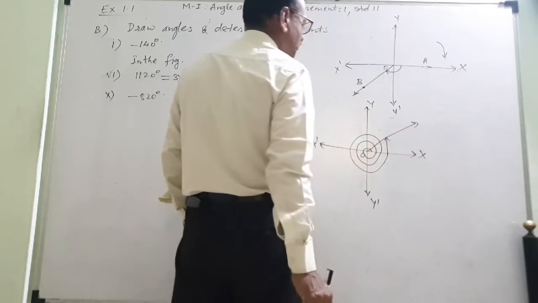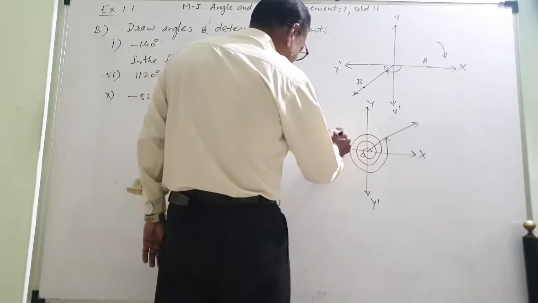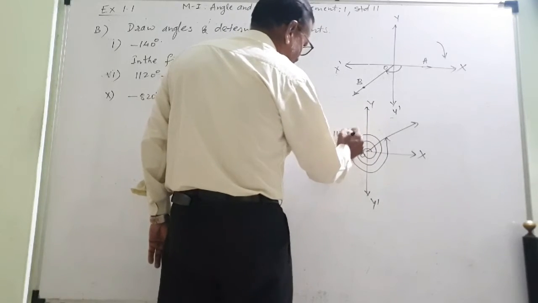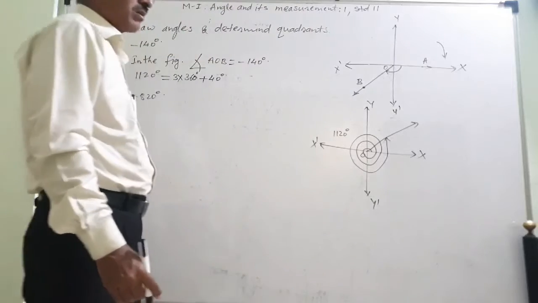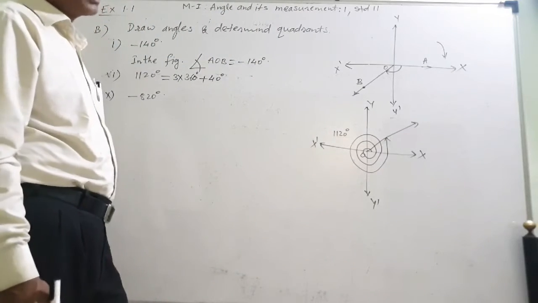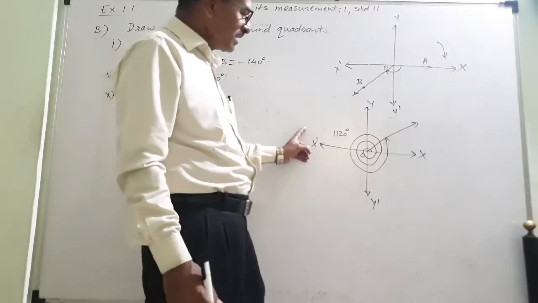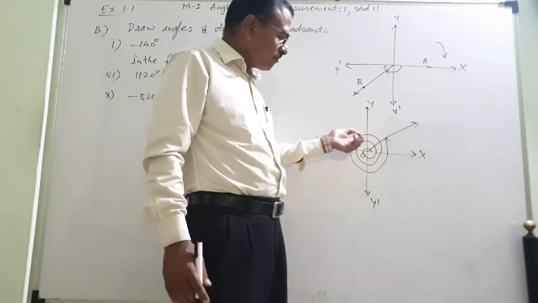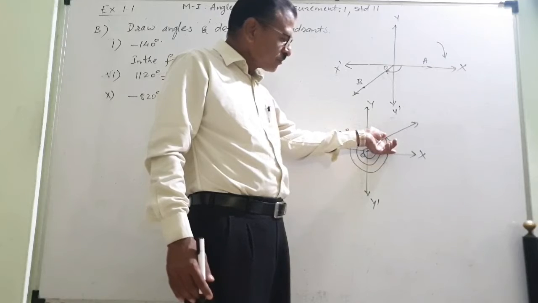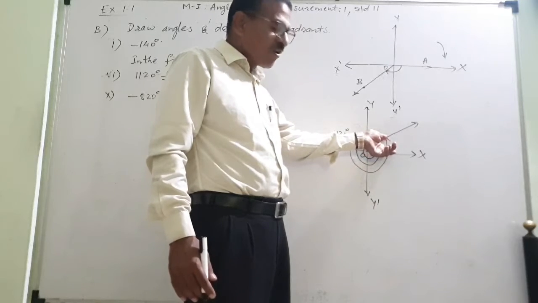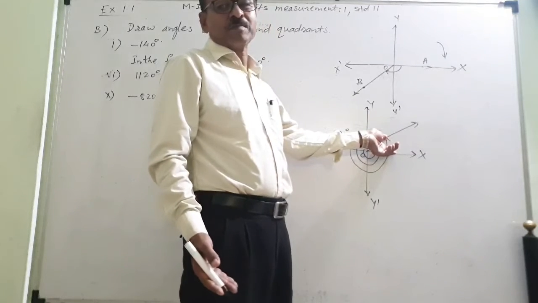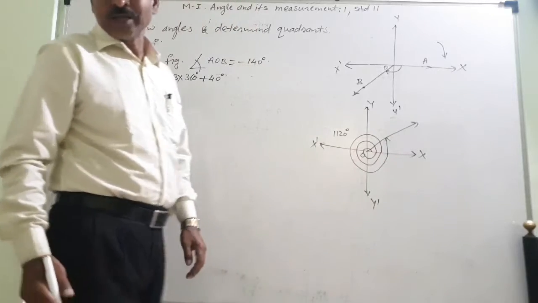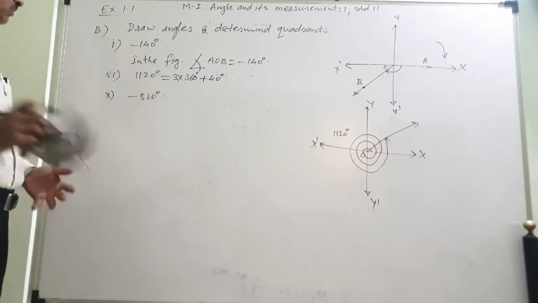This is 1120 degree in the positive direction. Understood this? This 1120 is nothing but 40, meaning only a 40 degree angle actually it is. Hope that you have understood this.